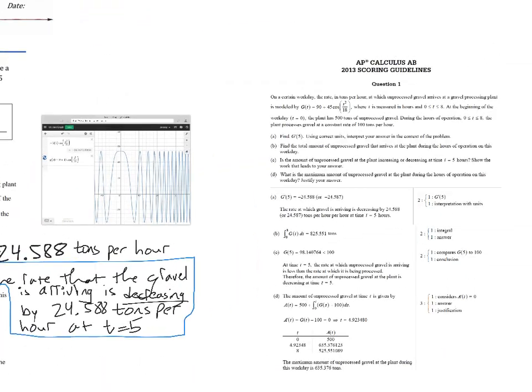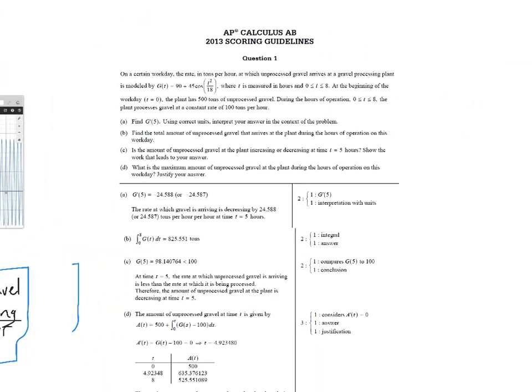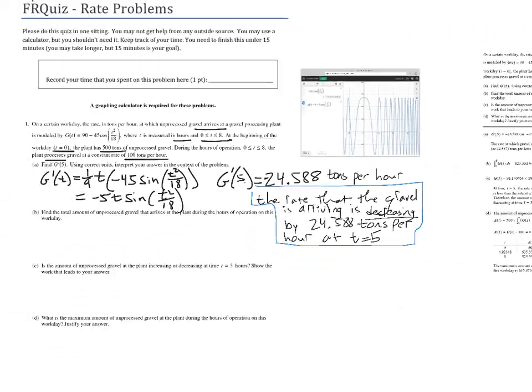Now we're going to peek, by the way, here. Over here I have the scoring guidelines. Notice that we're going to get 1 point. This is the scoring guidelines for this problem from the AP board. So 1 point for finding G prime of 5. 1 point for interpreting it with units. So not just an interpretation, but make sure you have the correct units there.